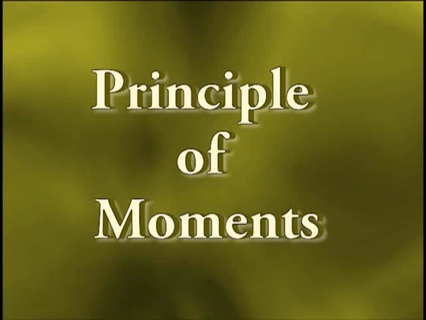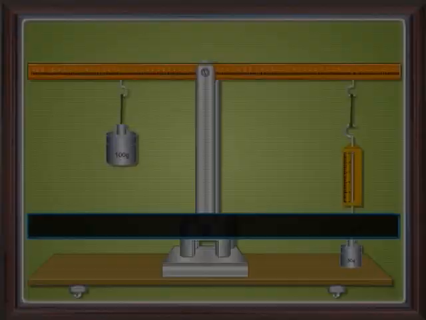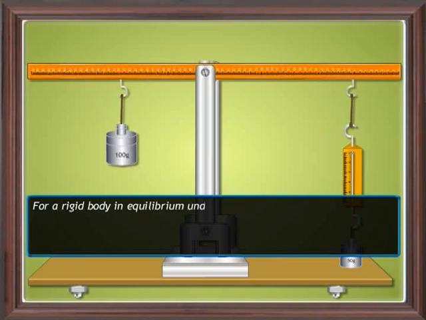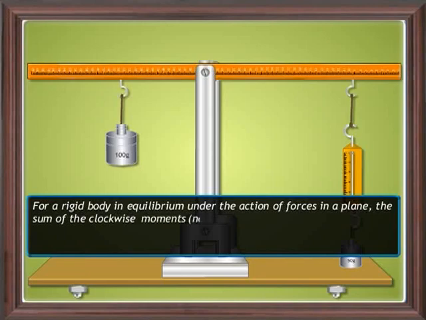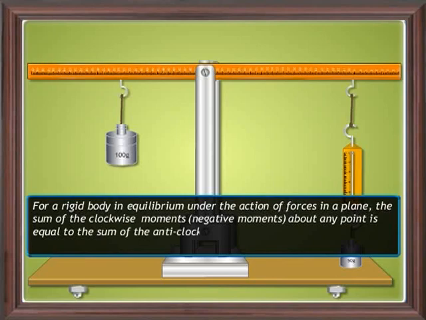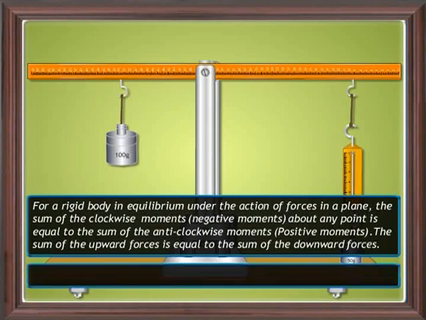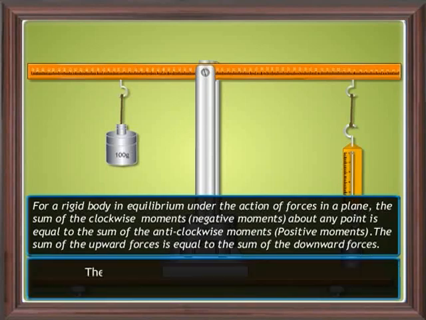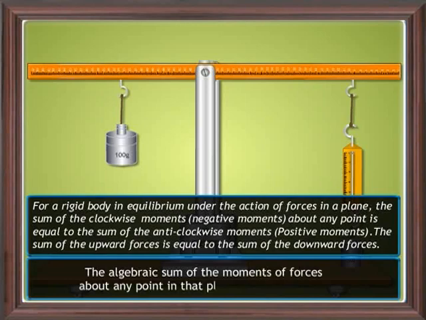Now, let us see the principle of moments. For a rigid body in equilibrium under the action of forces in a plane, the sum of the clockwise, that is negative moments, about any point is equal to the sum of anti-clockwise, that is positive moments. We can also define the principle of moments as the algebraic sum of the moments of forces about any point in that plane to be equal to 0.